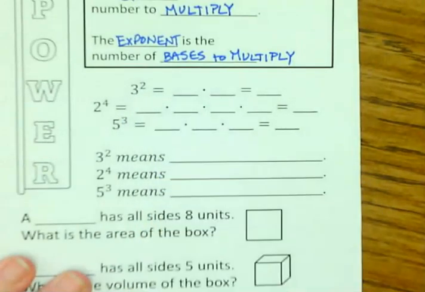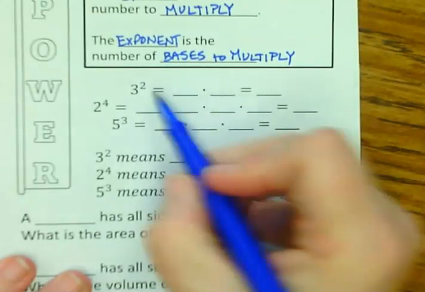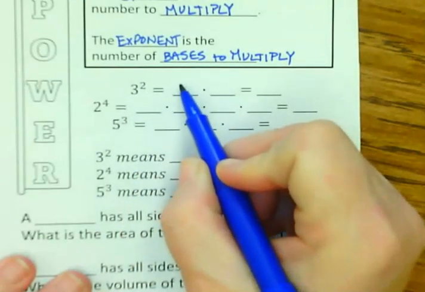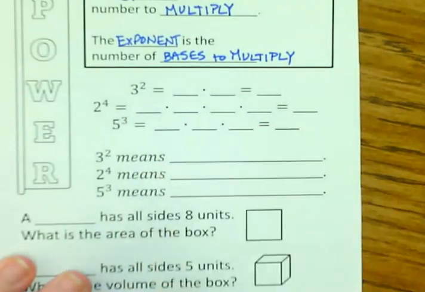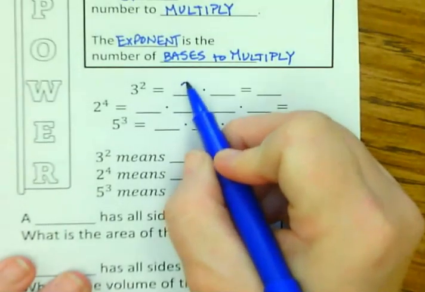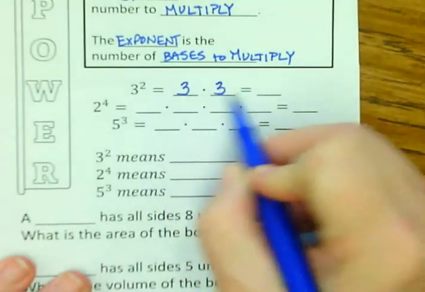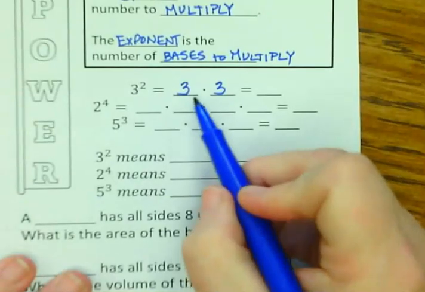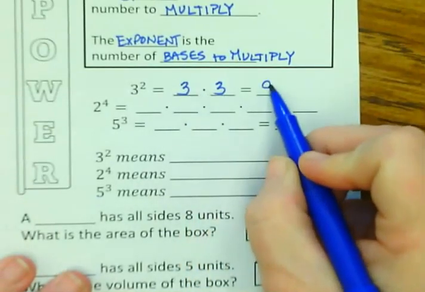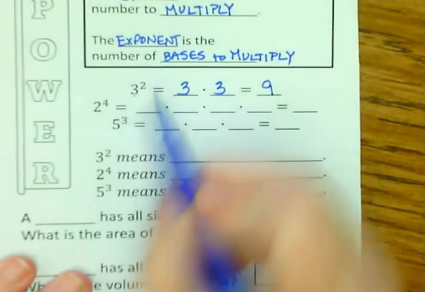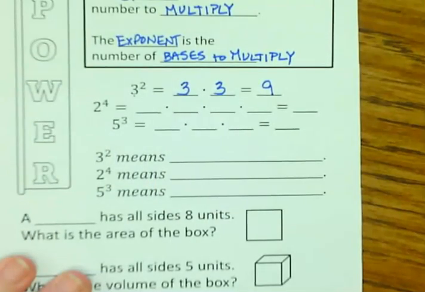So this 3 to the power of 2. It's all about the base. Well, what's my base? 3. And how many times am I going to multiply that 3? Twice. So 3, I write it 2 times. Now I multiply. 3 times 3. So 3 to the second power is 9.